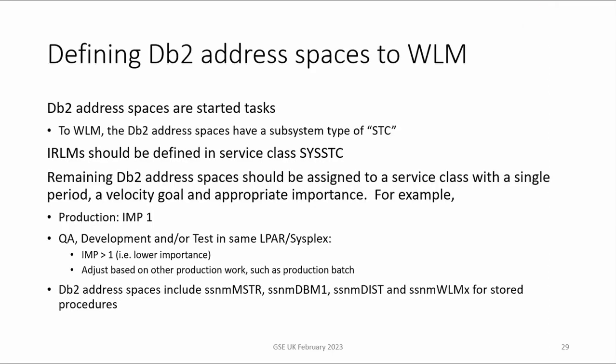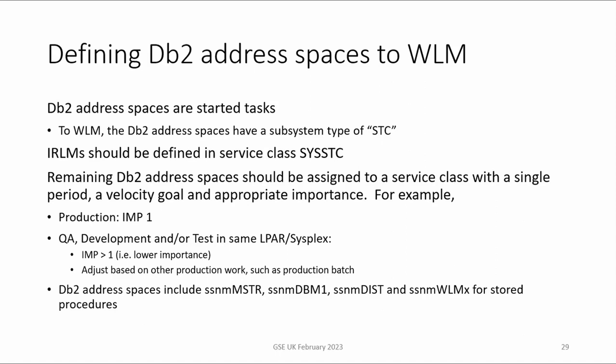Thank you. So Db2 address spaces get defined in WLM. They're started tasks, so from WLM's point of view, they show up in the subsystem type STC. IRLM should be in SYSSTC, as in the example I showed you before. The rest of the Db2 address spaces should be assigned to a service class with a single period, a velocity goal, and an appropriate importance. Appropriate means higher than the work that's being done, right? So DDF work would be importance 2 and production importance 1. Or if you have really super important stuff in importance 1, production in importance 2, and DDF in importance 3.